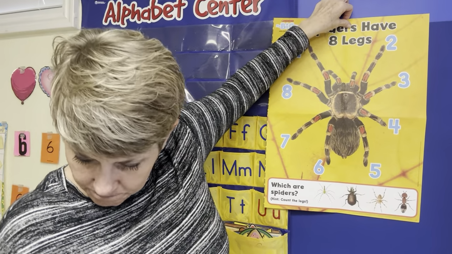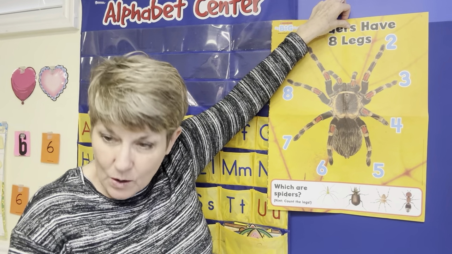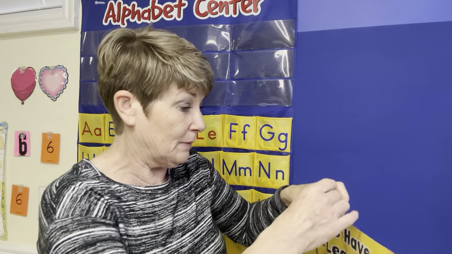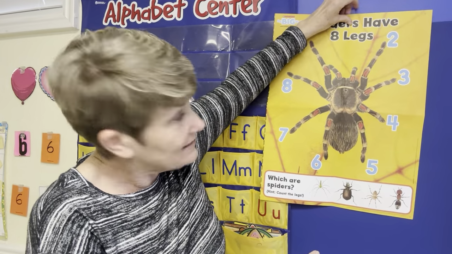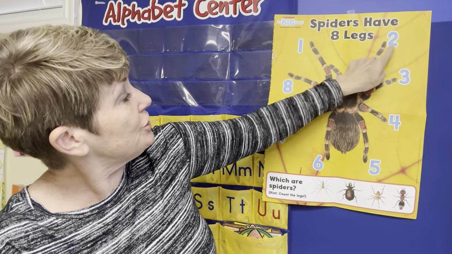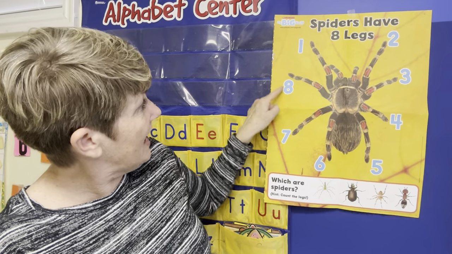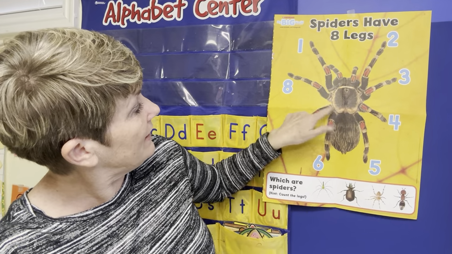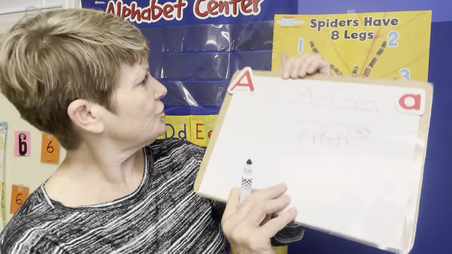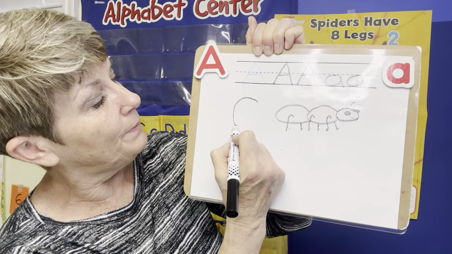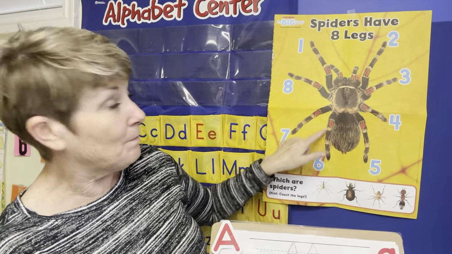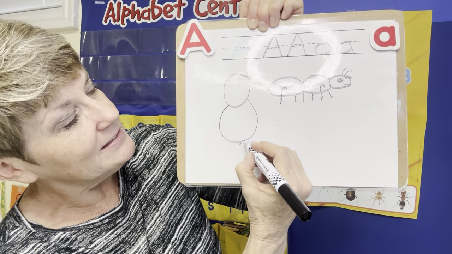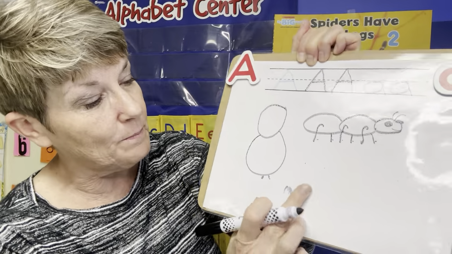Can you see it right there? Maybe if Miss Connie gets some tape, we'll stick it up and you can kind of look at it while we're drawing it because he's kind of really big. We're going to stick him right there. And one, two, three, four, five, six, seven, eight. Let's draw. He's got kind of a big head. Let's try that. Let's draw kind of a big head. And then he's got a big body right here. Let's draw his body right there. And let's put the little teeny, teeny, tiny spinnerets right there on the bottom of him.